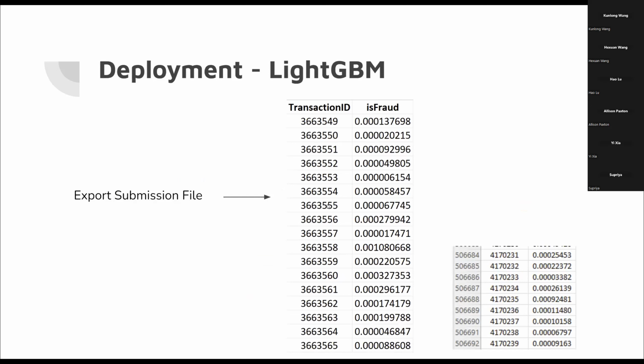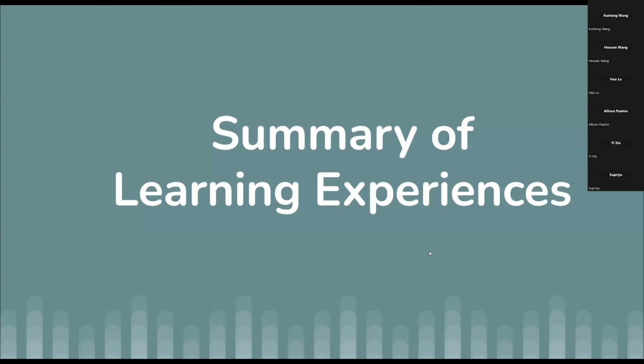So this is the last part. We use the light GBM model to deploy on our test database. We can see in the submission file, this is the transaction ID, and this is the result of the transaction, whether it is fraud or not. We have more than 500,000 values here, and this is our final result. And next part.